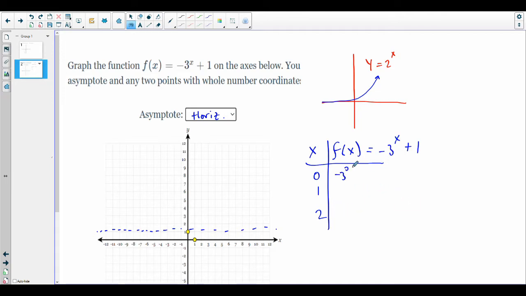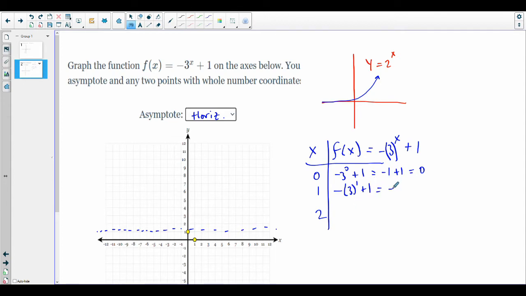So -3 to the 0 plus 1. Anything to the 0 power is 1. So I have -1 plus 1, or 0. Now keep in mind, there really should be parentheses around this 3. We're not taking -3 and raising it to a power, otherwise the negative would be in parentheses up here. So if you don't see parentheses, imagine the negative being applied at the end after you raise it to an exponent. So we're going to do -3 to the 1 plus 1.